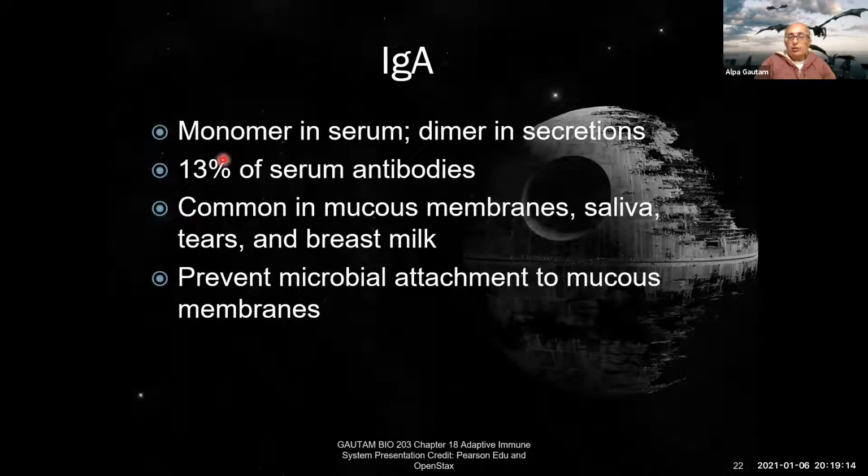IgAs make up about 13% of serum antibodies. These are present in mucous membranes, saliva, tears. Earlier I was talking about having antibodies in tears, so this is what these are. IgAs are present in these fluids in places where we interact with the external environment, and it prevents microbial colonization and attachment to mucous membranes.